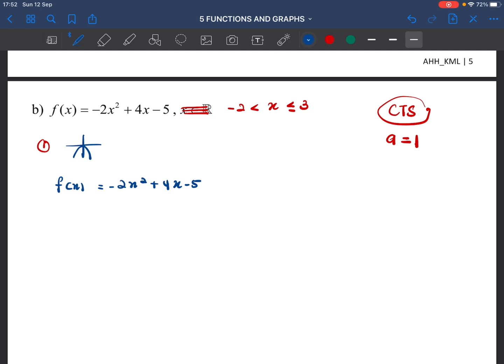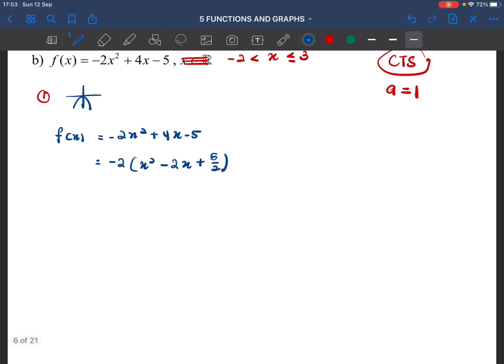So what we can do is factorize our a. Don't divide by negative 2. You cannot divide by negative 2, because when we divide by negative 2 here, we have to divide by negative 2 here as well. So what we can do is factorize negative 2. We will have x square minus 2x plus 5 over 2. So we leave the negative 2 outside, and we will settle what is inside.